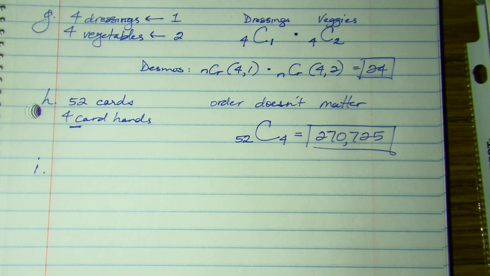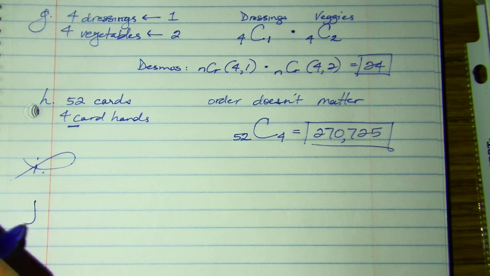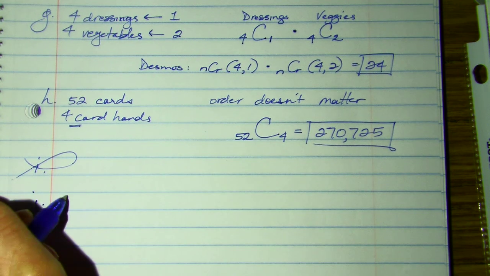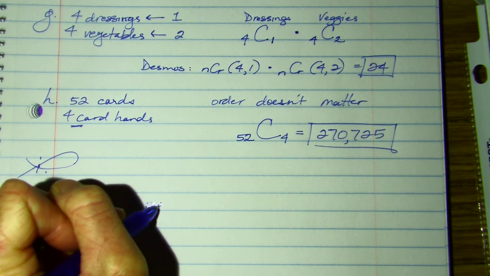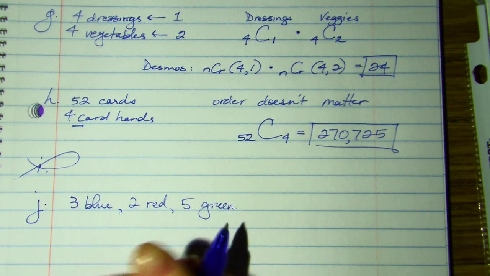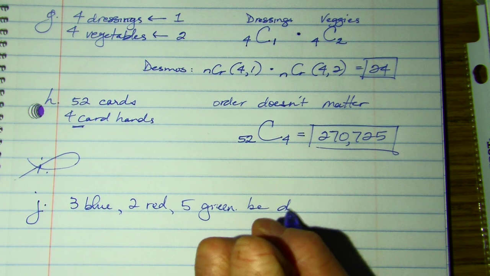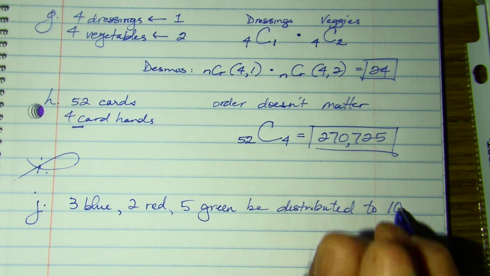All right, part I. How many ways can they be picked? How many different ways can 4 cards be picked from a standard deck of 4 cards? We're going to skip I. J. In how many ways can 3 blue, 2 red, and 5 green be distributed to 10 students?